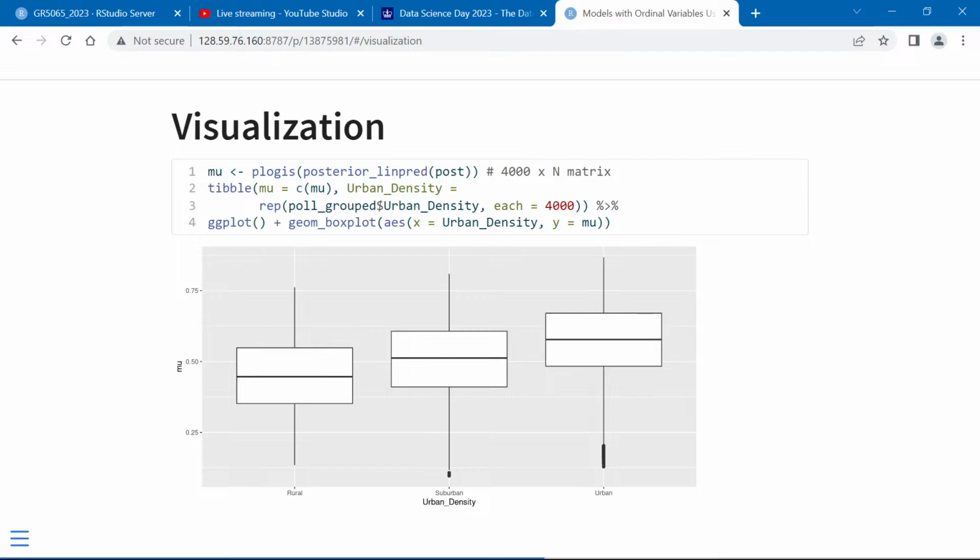We can call posterior_linpred to get a 4000 by n matrix of the posterior distribution of the log odds. Apply the inverse link function to the log odds to get the expectation or the probability of any one person within those demographic groups favoring Obama, and then we can use ggplot to visualize those probabilities against the observed values of the urban density factor, and we see, indeed, there is a positive relationship.